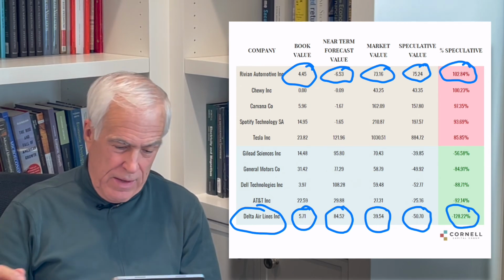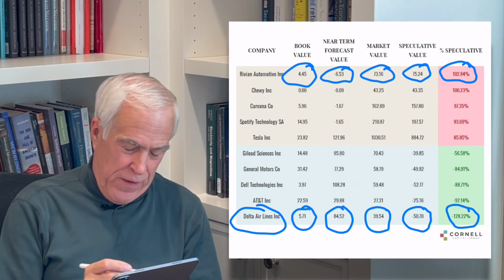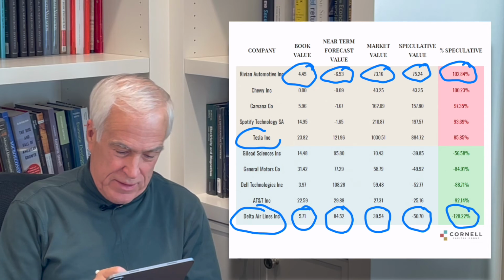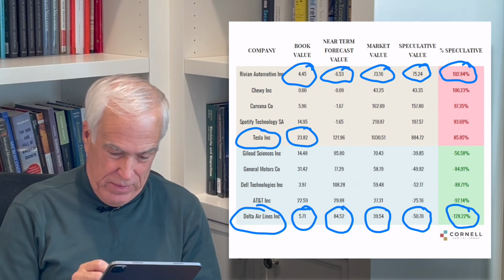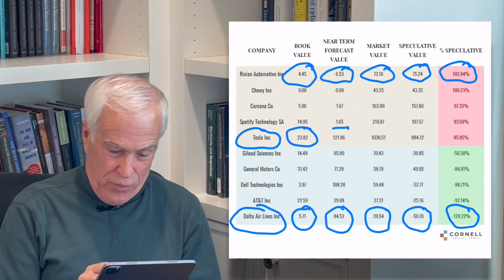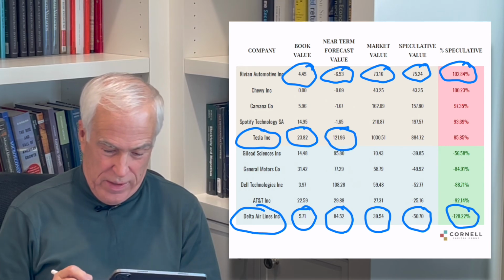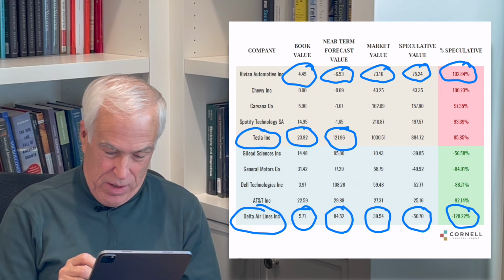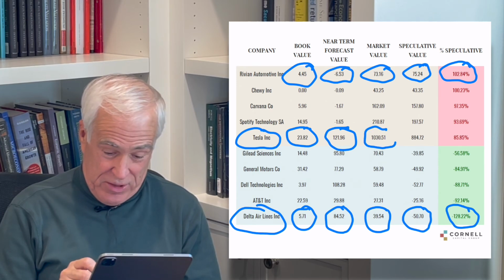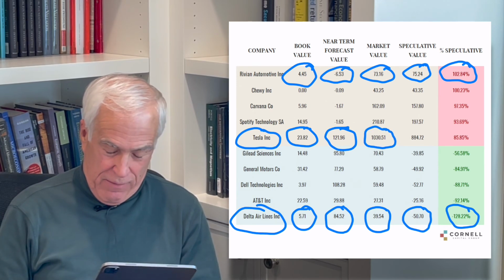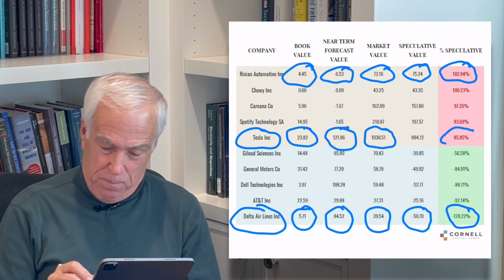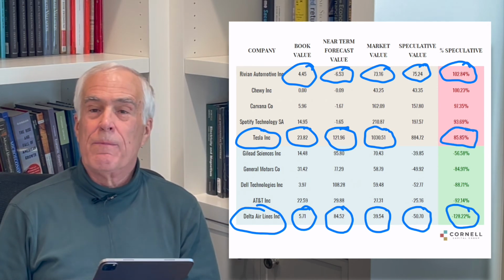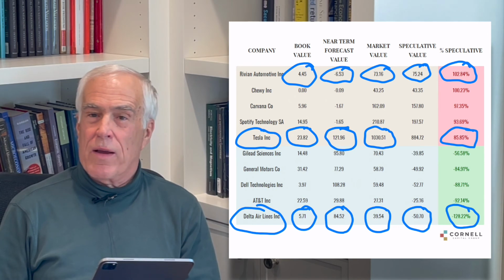Delta's solid book value and near-term forecast value is far greater than the stock price. In the middle, we'll pick a famous company. This will be my last one, Tesla. Tesla has a book value of $23.82, a near-term earnings forecast value of $121.96, and a market value of, as of this date, it's gone down since then, $1,030. So Tesla has a speculative value that counts for 85% of its value.